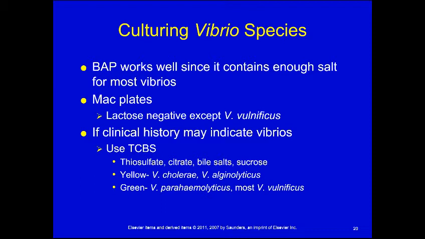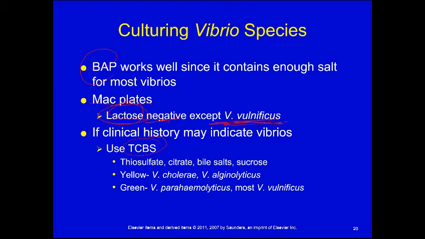So how do we culture your Vibrio species? Your BAP works well, okay, since it contains enough salt for Vibrio. MacConkey plates can be used. All are lactose negative. Again, all are lactose negative except V. vulnificus. If clinical history may indicate Vibrios, use TCBS, which stands for thiosulfate citrate bile salt sucrose agar. Again, thiosulfate citrate bile salt sucrose agar.